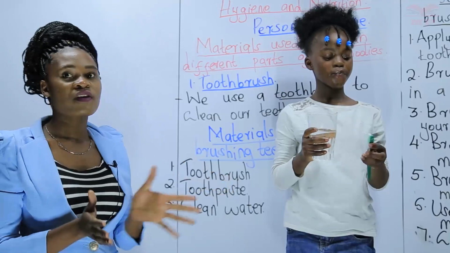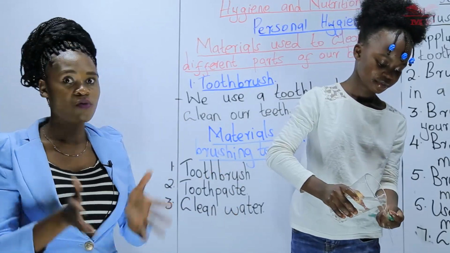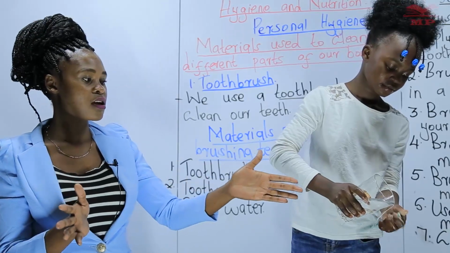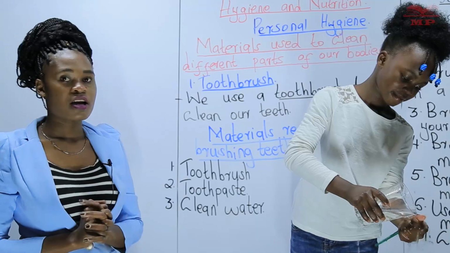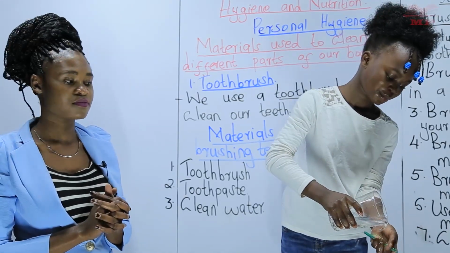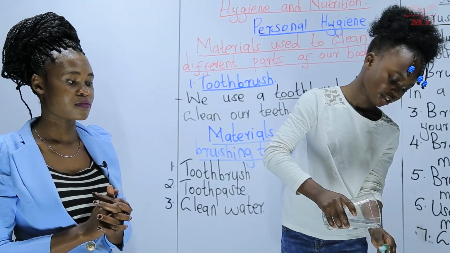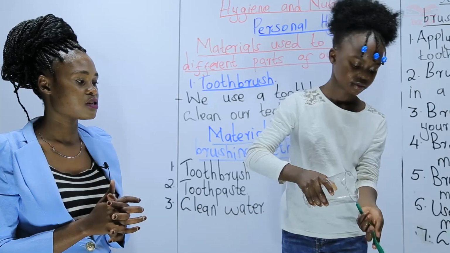So she has finished brushing her teeth. Now you wash the toothbrush. And when washing the toothbrush, you start with washing the bristles. Then after washing the bristle, you wash the handle. Then you also rinse your toothbrush.